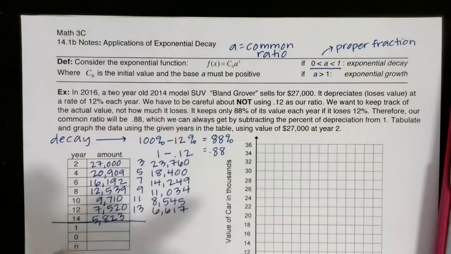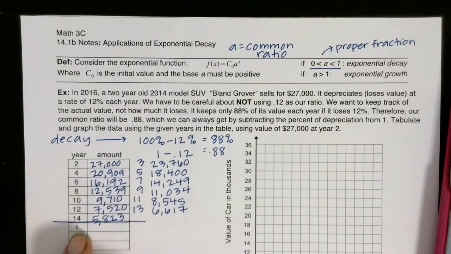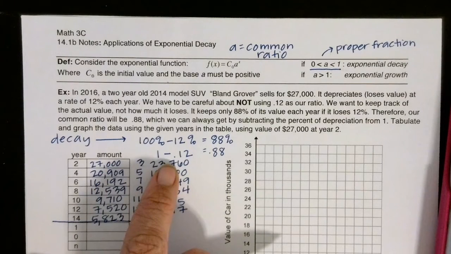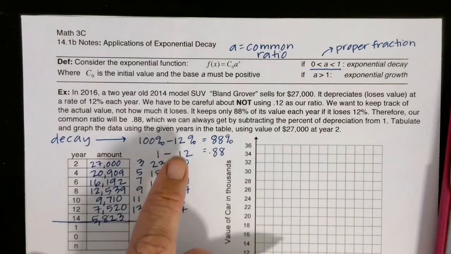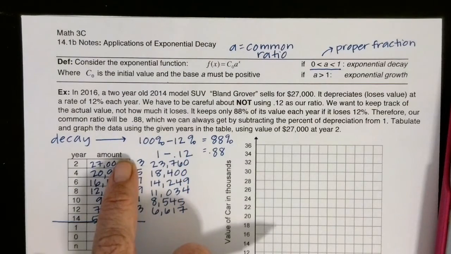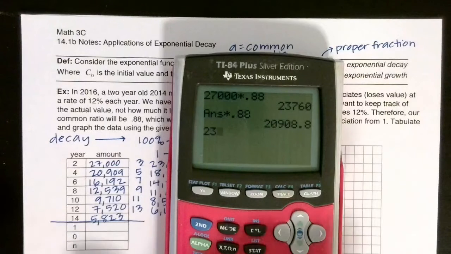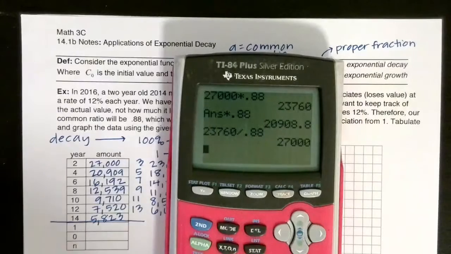So the question is, how do I figure this out? In order to go from one value of the year to the next, I multiplied by 0.88. But if I want to go the other way, then I just divide by 0.88. Let me show you with year 3 and year 2: 23,760 divided by 0.88 gives me the 27,000, right? So if I multiplied going one way, I'm going to divide going the other way.